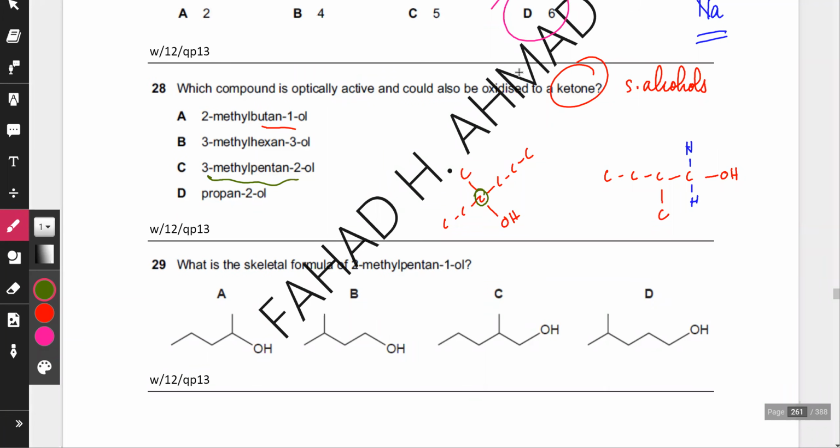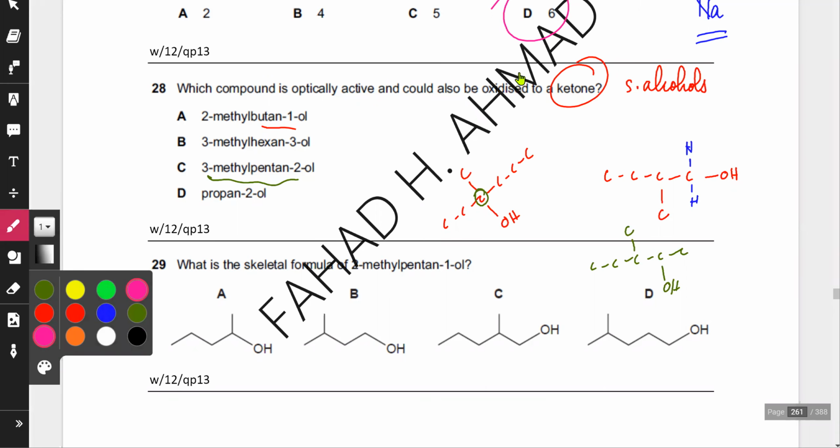What about 3-methyl pentan-2-ol? Pent is 5 carbon atoms, so that's 1, 2, 3, 4, and 5, and it's 2-ol, which means there's OH, and there's 3-methyl. Meth is 1 carbon atom. Is this a secondary alcohol? Yes, it is a secondary alcohol because the carbon is bonded to two carbon chains. On one side, there's going to be an H. So it fulfills that condition.